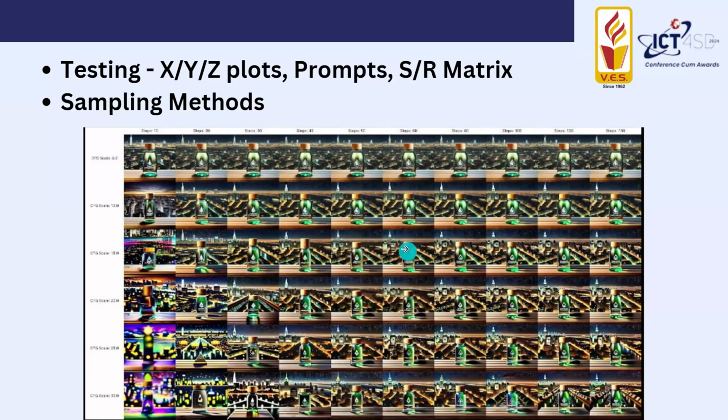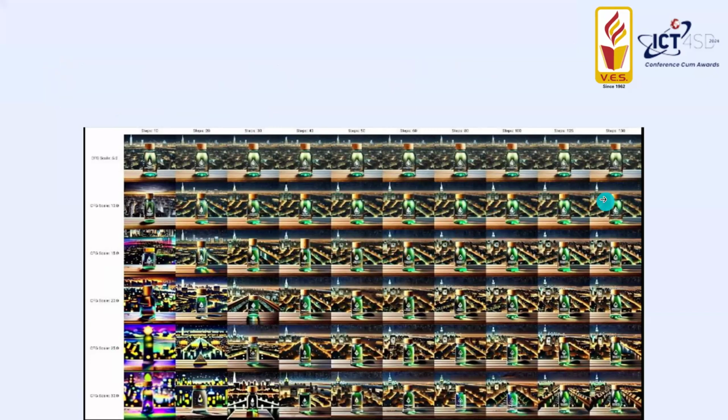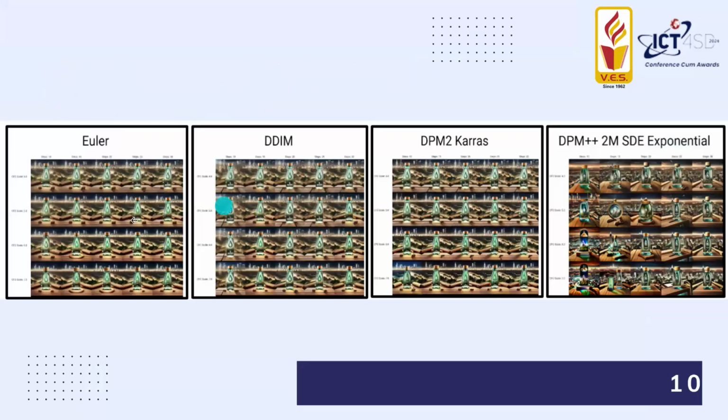Sampling methods used different amounts and sequences of denoising steps to convert a completely random image in the latent space to a coherent and clean image. We tested various sampling methods such as Euler, DDIM, DPM2 Karras, and DPM++ 2M SDE Exponential, and we found that Euler and DPM Karras fit the best with our dataset.